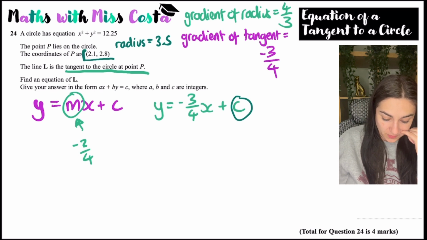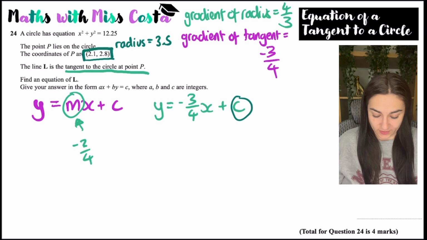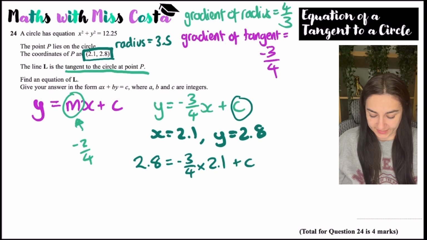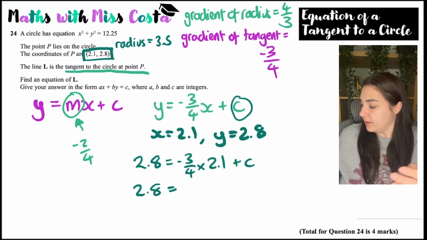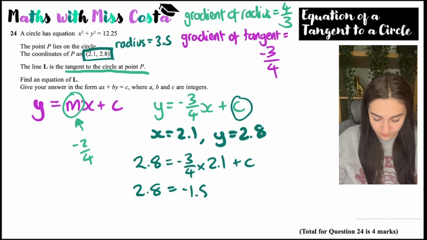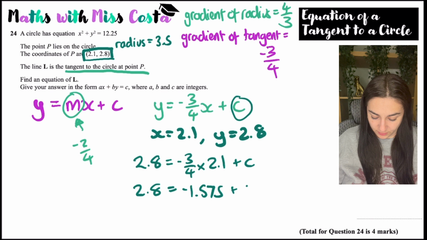I know that the tangent crosses at these coordinates, so I can substitute these values in. When x is 2.1, y is 2.8. So let's write that into my equation: 2.8 equals -3/4 times 2.1 plus c. So 0.75 times 2.1 is 1.575. So -3/4 times 2.1 is going to be -1.575.